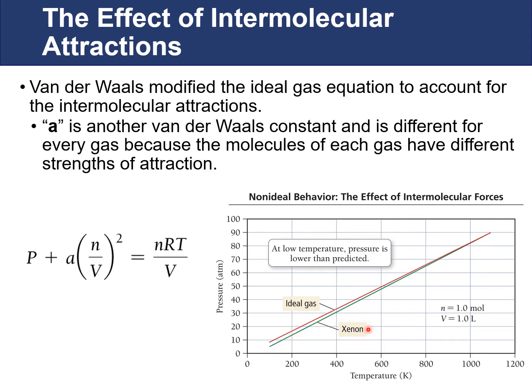So even something like xenon, which doesn't have strong attractive force, at low temperature and fairly high pressure, we're talking 10, 20 atmospheres, down at 200 Kelvin, you can get an appreciable effect that, if you don't take that into account, can cause problems.